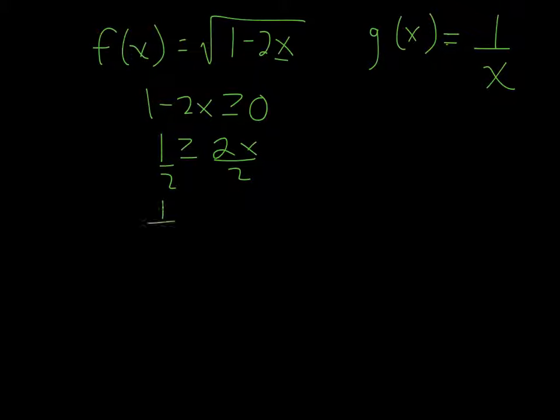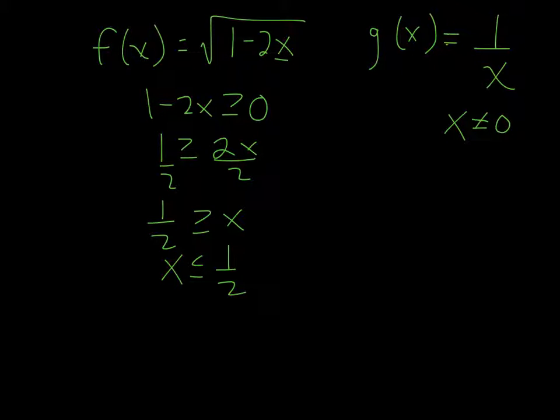So 1/2 is greater than or equal to x, or x is less than or equal to 1/2. So there's my domain restriction on f of x. I already have that before I do any operations. And then here x can't be 0 because we can't divide by 0. So these domain restrictions are in place already for every operation.